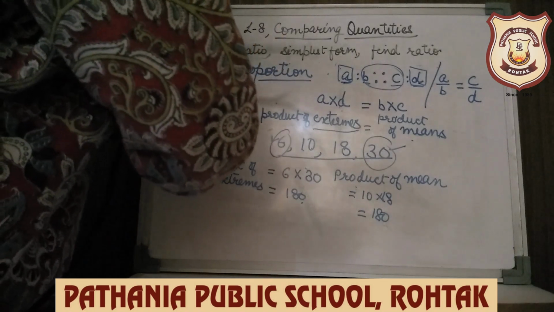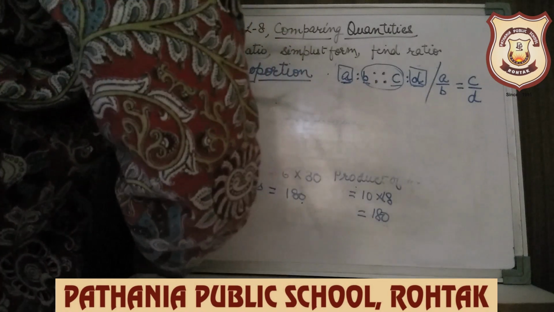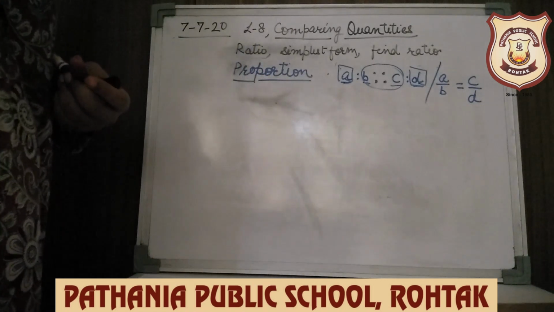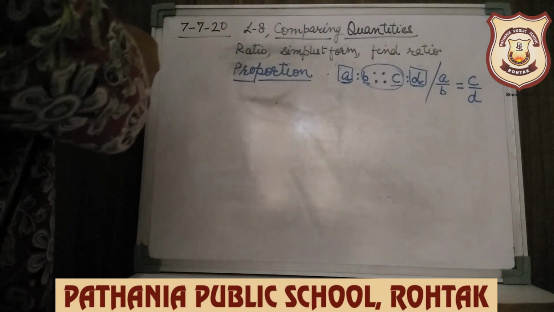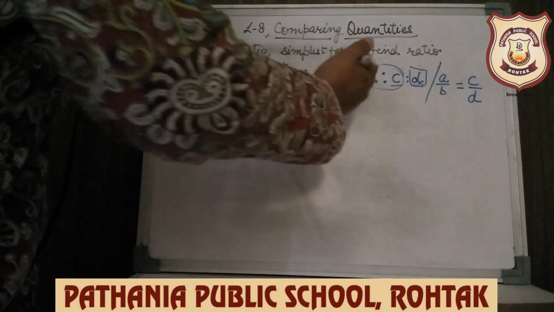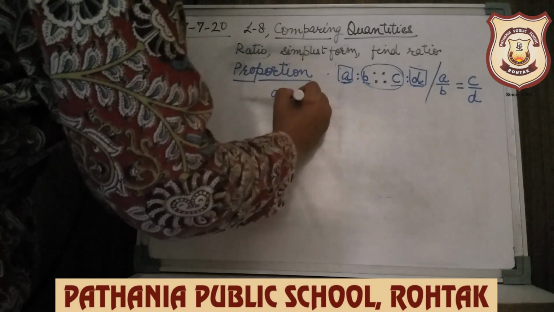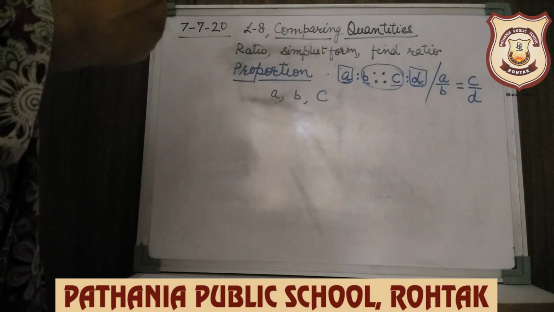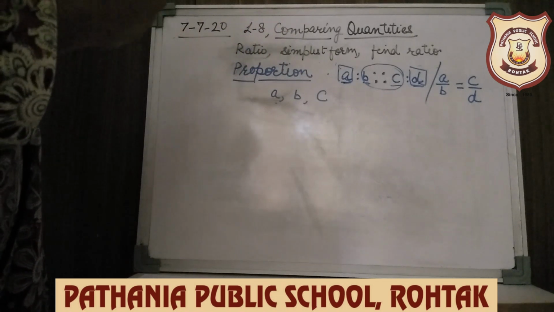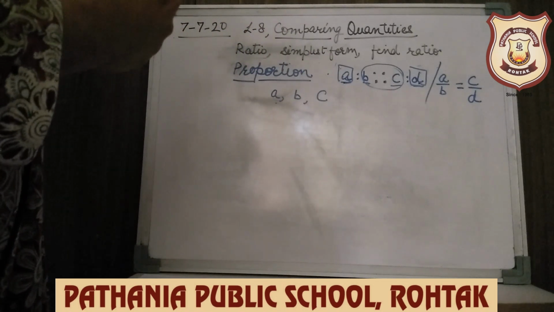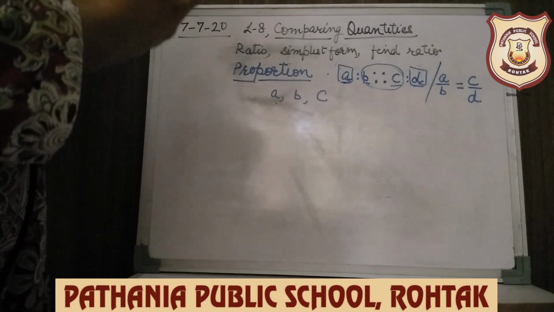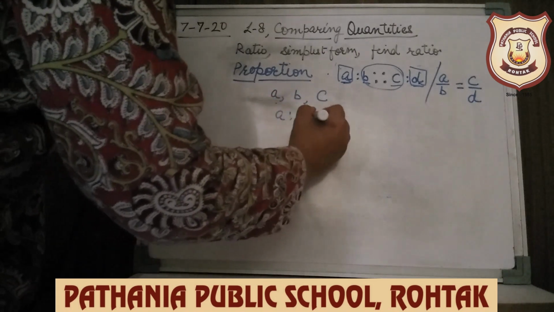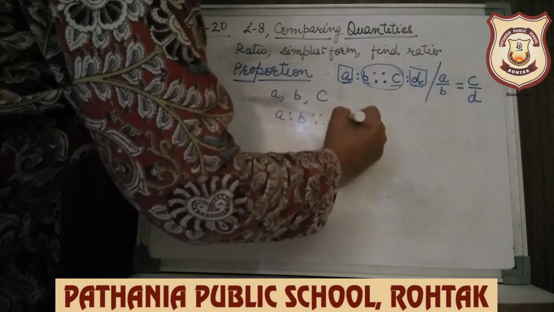Now the other thing which is very important here is that when you are given 3 terms, I am taking in variable form A, B and C, and you have to tell whether these are in continuous proportion or not. How will you write it? A is to B, and B will be repeated.